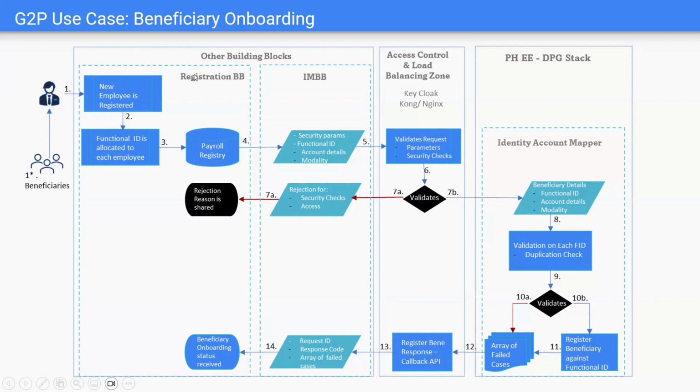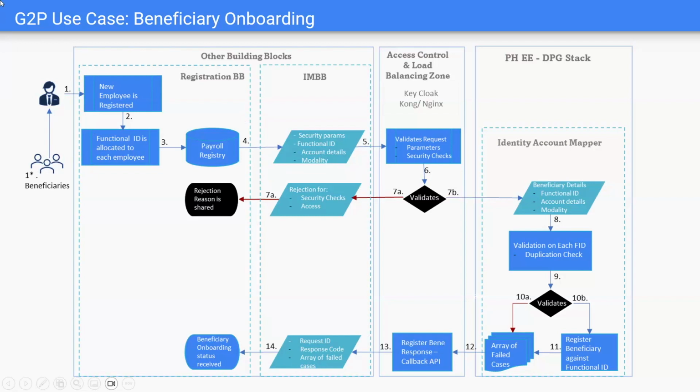We have a registration building block to which some beneficiaries come, and let's say we are talking about a government trying to disburse salaries. Before they can disburse salaries, they have to register those people in its system. So the beneficiaries are recorded and registered into the system via whatever process that registration building block is employing.